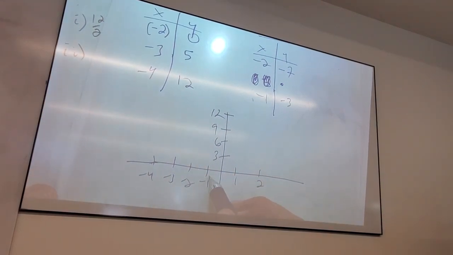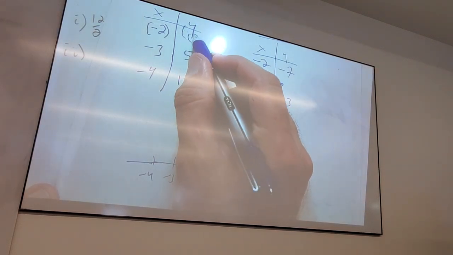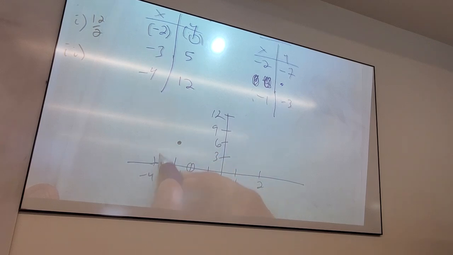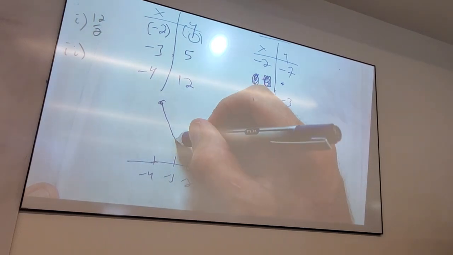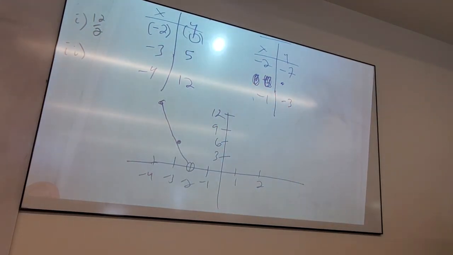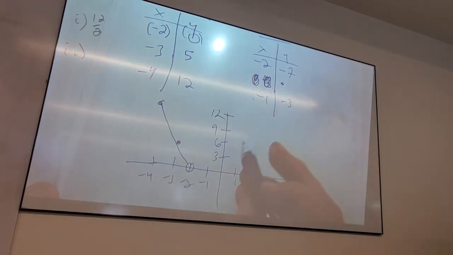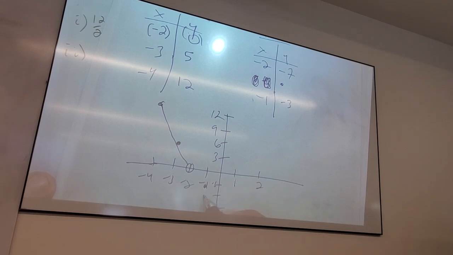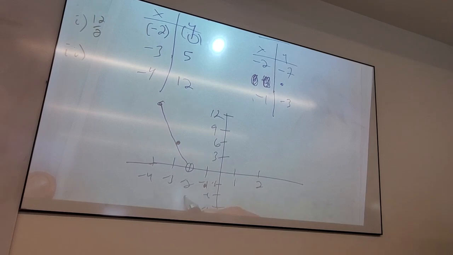So then negative 2 is 0, but what do I put there? Yeah, open circle. Negative 3 goes to 5. Negative 4 goes to 12. And there's my parabola. Very slight curve. Then I put negative 1, negative 3. Up right there, sweet. And negative 2, negative 7. And there's my line.